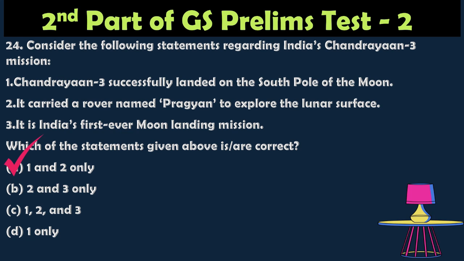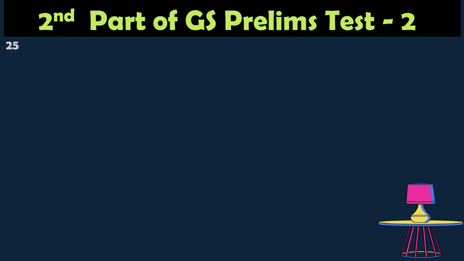Chandrayaan 3 landed at the South Pole, and it carried the rover named Pragyan. Chandrayaan 3 is not India's first moon mission. Already we launched two missions, Chandrayaan 1 in 2008 and Chandrayaan 2 in 2019. So it was a wrong statement. Question number 25.